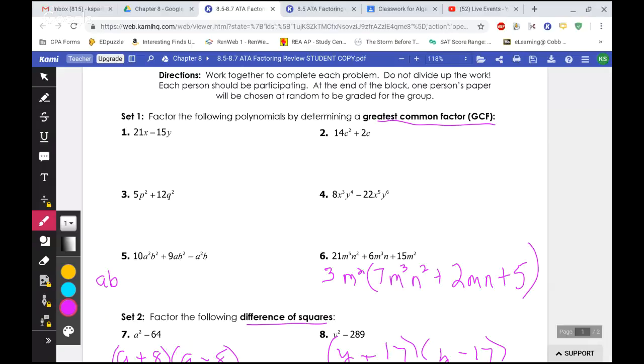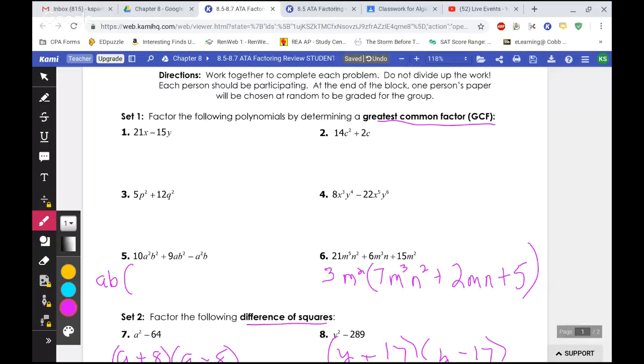And the smallest of the A's is just an A, right? Because there's an A squared in the first term, but there's only an A in the second term. There's an A squared in that third term, but you have to take the smallest exponent. So we're going to stick with A. And the smallest exponent on the B is also just a B by itself. There's a B squared in the first term, and there's a B squared in the second term, but that third term only has a B. So our greatest common factor for number 5 is AB.